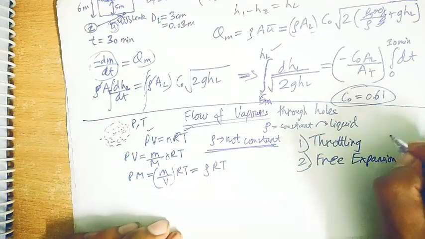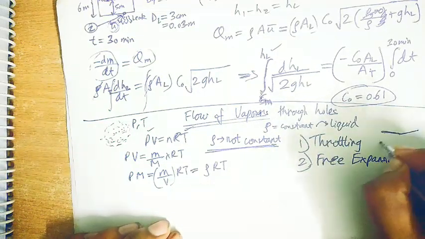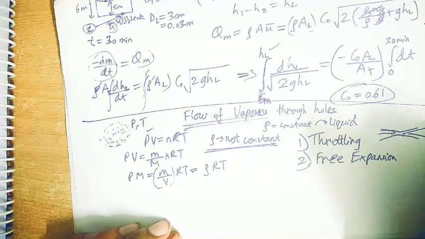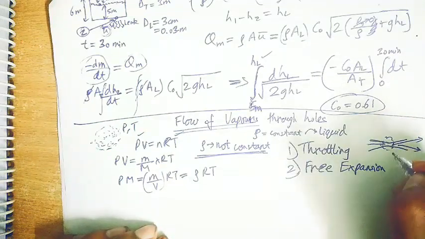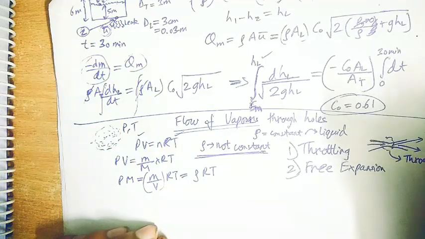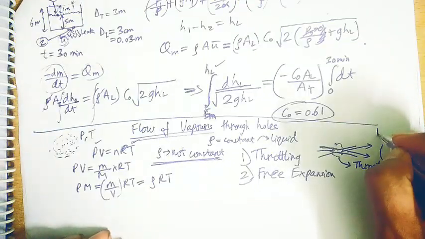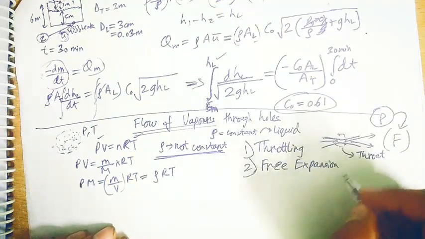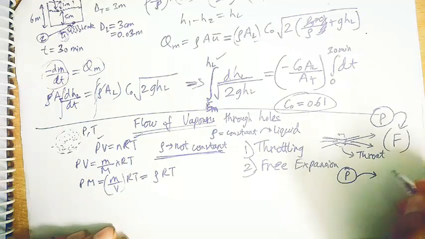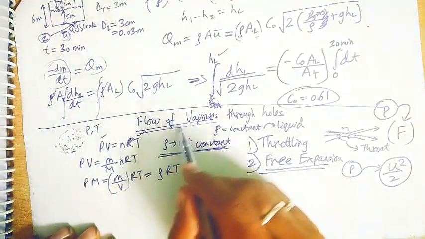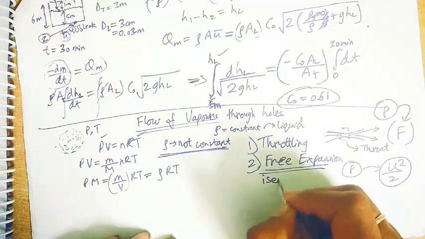Throttling is when there's a sudden decrease in the area like this, and here the vapor comes and suddenly expands. So in this throat area there are frictional losses, and the pressure term moves to this frictional term, while in free expansion the pressure term moves more to the kinetic term. That is the difference. Okay, because we are considering free expansion here, we will take an isentropic process.